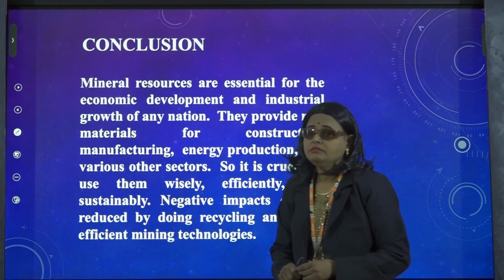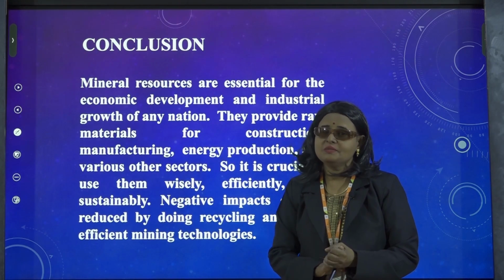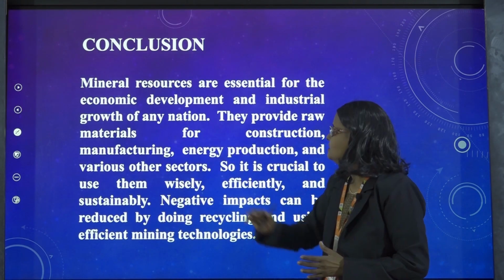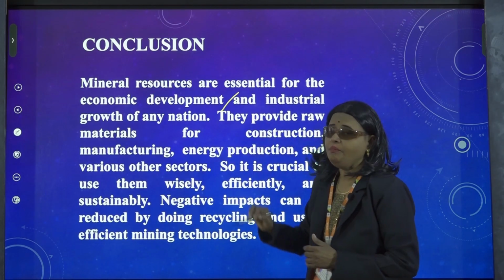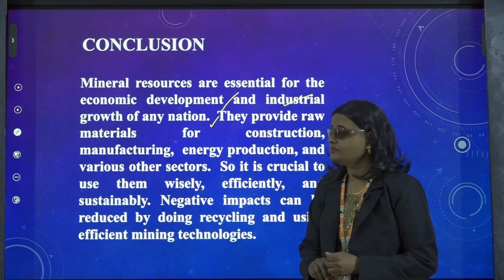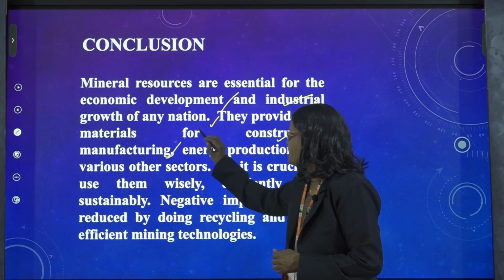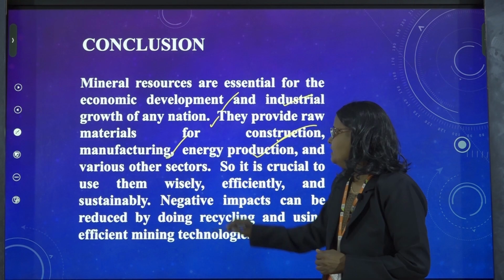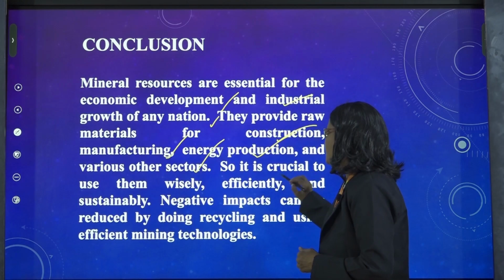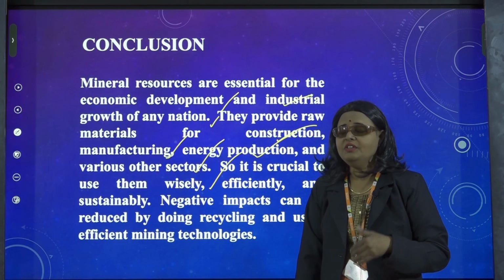Now, conclusion. What can we conclude after learning this? So, we know that mineral resources are most important. See, these are essential for the economic development and industrial growth of any nation. They provide raw materials for construction, manufacturing, energy production and various other sectors. So, it is crucial to use them wisely. That is what I told. Go for conservation, preserve the minerals.